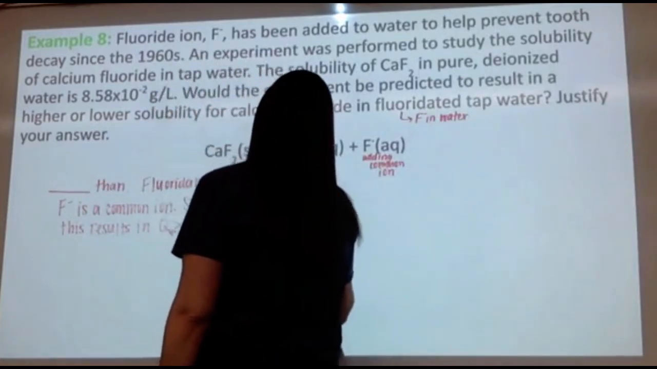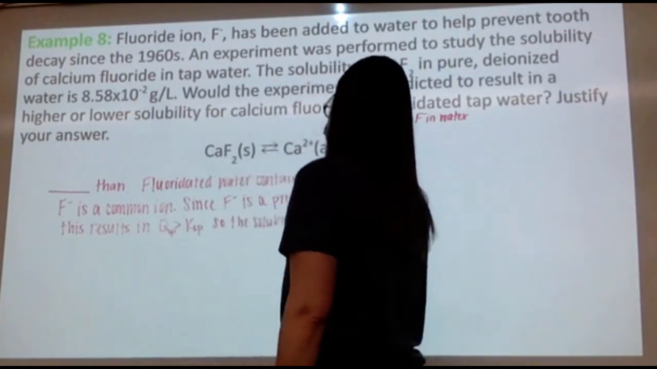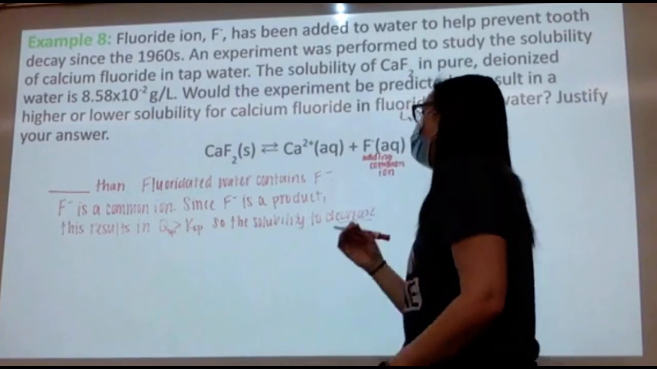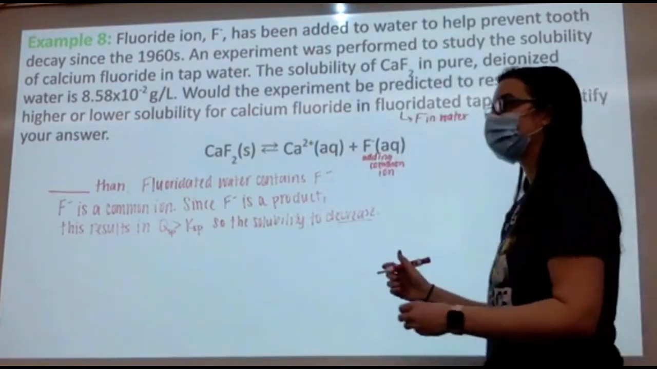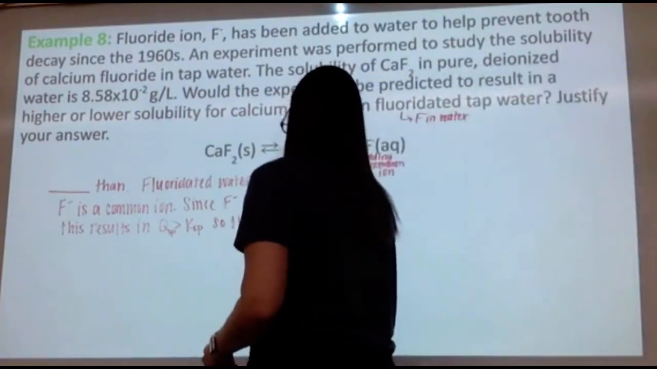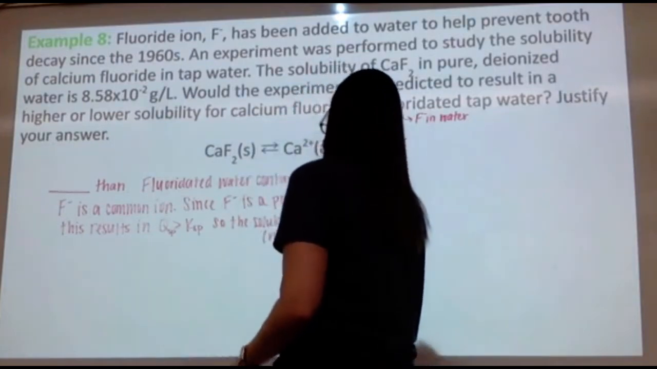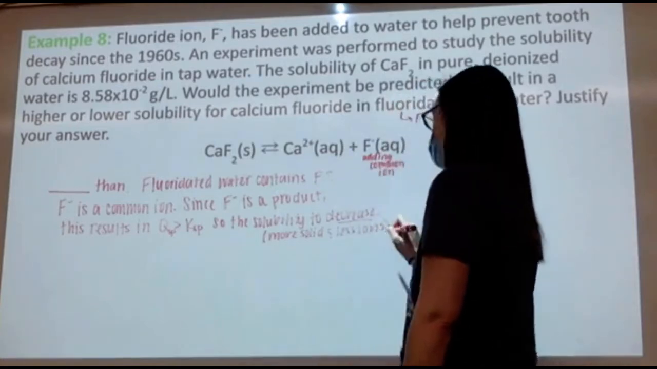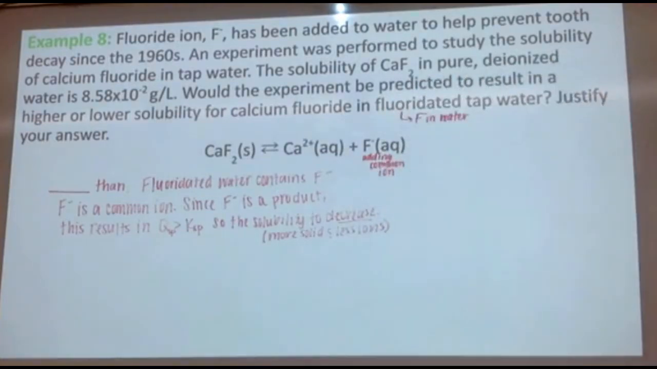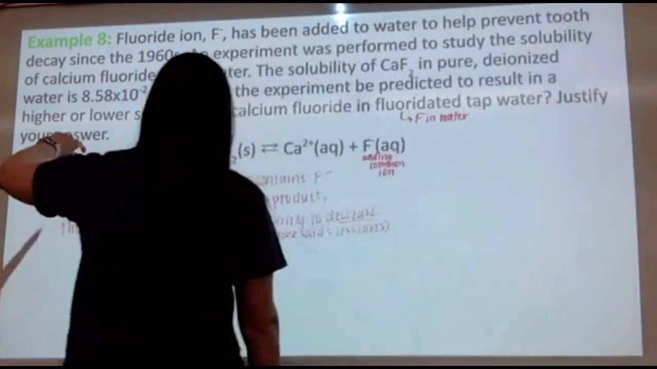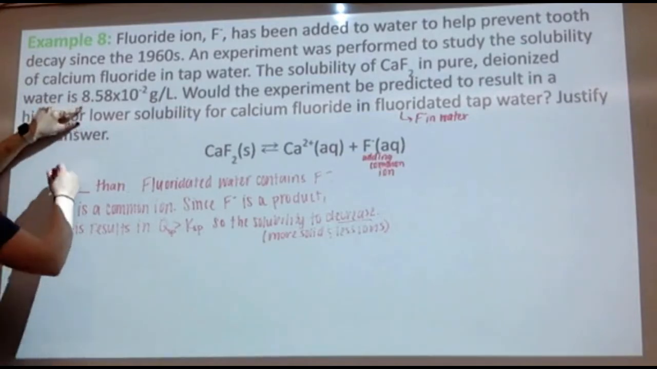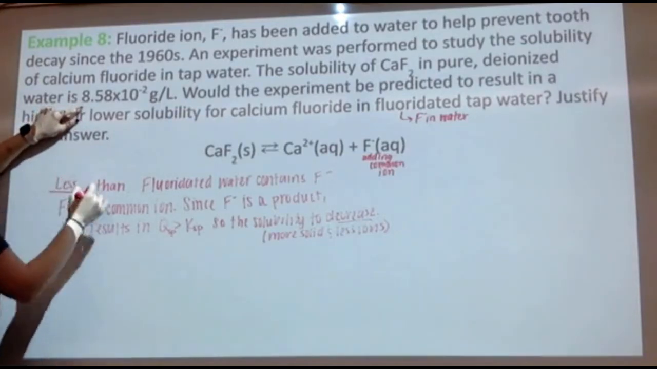So this would cause the solubility to decrease. Solubility decreasing means more solid and less ions. That's what that means. So if the solubility decreases, we would expect the number in fluoridated water to be less than.